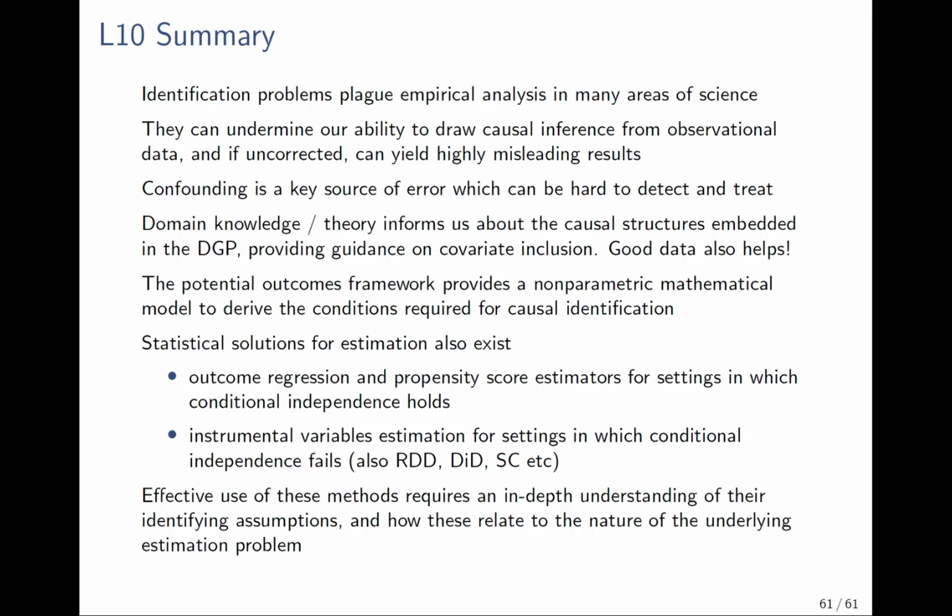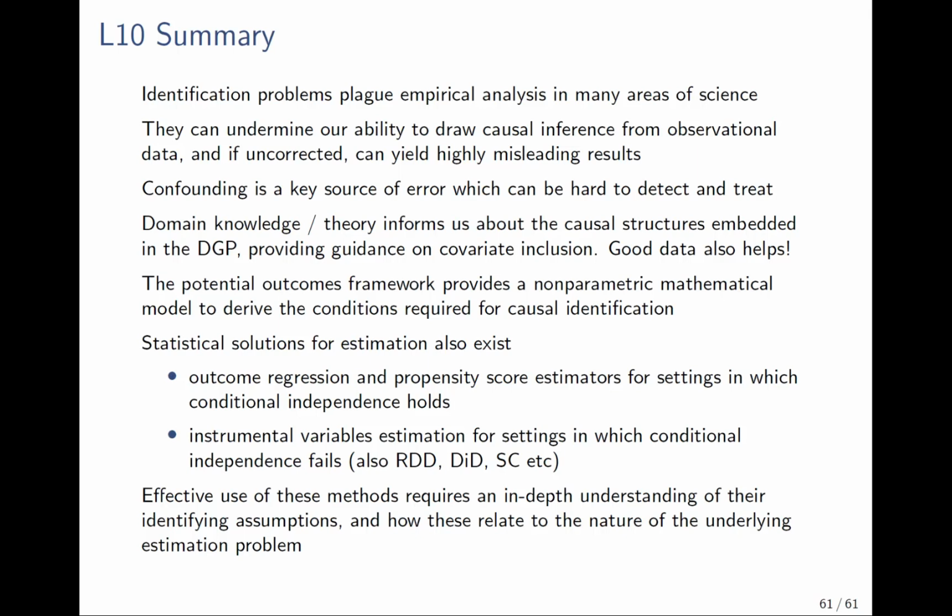Identification problems plague empirical analysis in many areas of science. And what I've shown in this lecture is that when models are not identified, that undermines our ability to draw causal inference from the observed data. And if we leave them uncorrected, it can actually lead to highly misleading results, as we've just seen. A key source of non-identification arises due to confounding, which can actually be hard to detect and hard to treat.